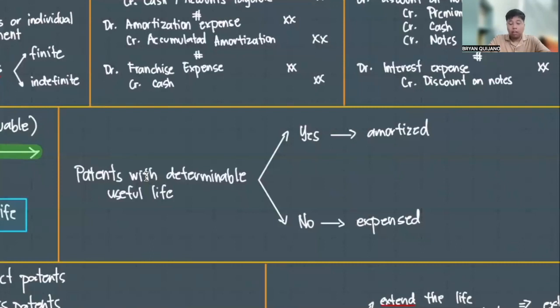Let us talk about the useful life of the patents. If you can determine the useful life of the patents, then you should be able to amortize it every end of each year or every end of each period. But if you cannot determine properly the useful life of a specific patent, then all of those costs will be recorded as an outright expense.